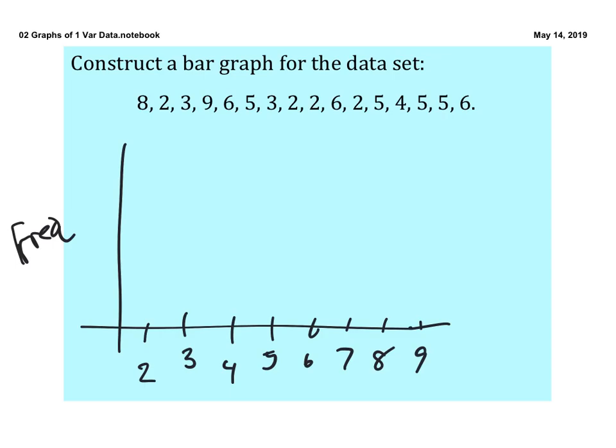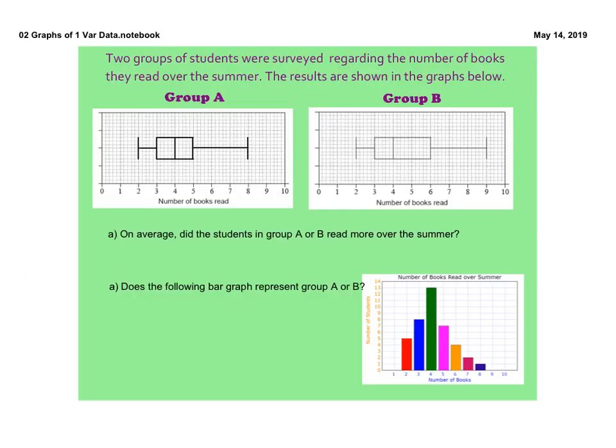Okay, so for instance, for the 2, there were 1, 2, 3, 4 2s, and so we'd go up, say there were 4 2s, and our bar would go like that. And that would be really tedious to watch me make that whole bar graph, so we'll move on.